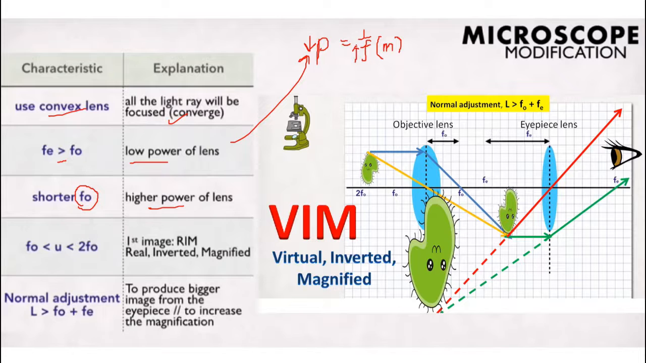Next, for the object distance U, it should be located between FO and 2FO, so that the first image will be RIM, real, inverted, and magnified. And then last, the normal adjustment must always be larger than FO plus FE, so that it will produce a bigger image from the eyepiece.